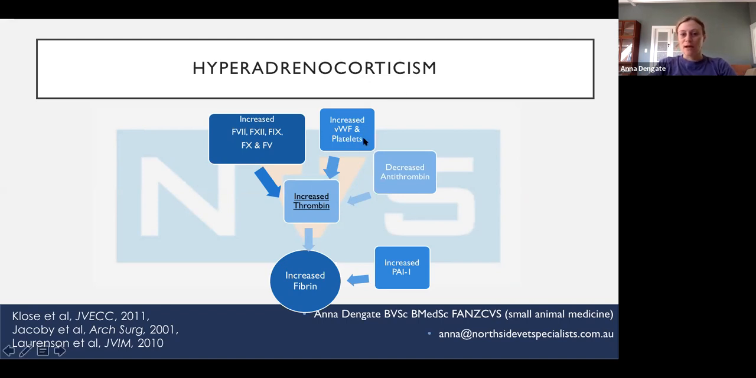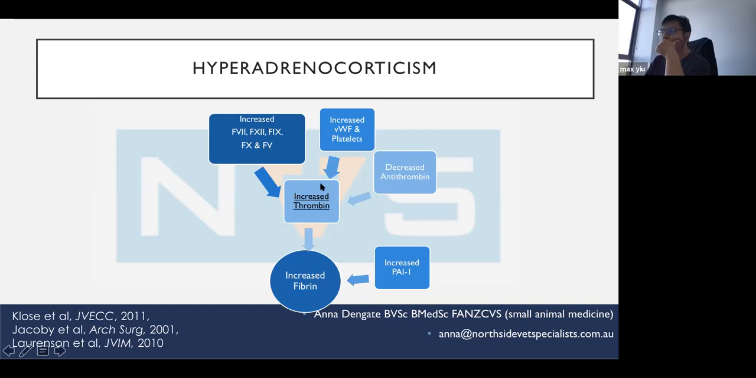And how often do we see thrombocytosis in our Cushing's dogs? It's really common. So increased numbers of platelets, which are going to cause an increase in thrombin. So we've got increases in factors, increases in platelets, von Willebrand's, and we've got decreases in antithrombin. So decreases in our circulating anticoagulants, all of which are going to increase clot formation.